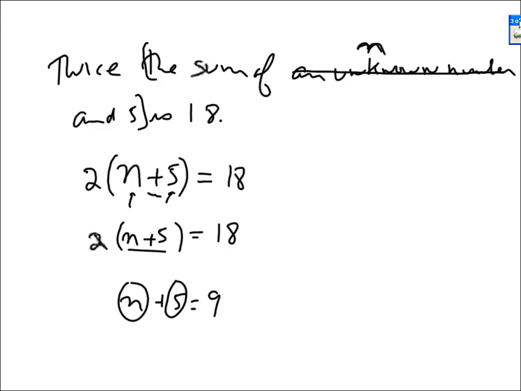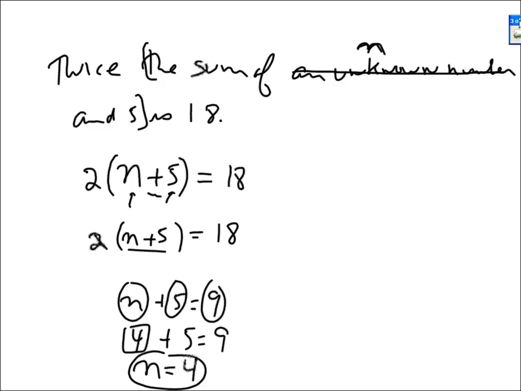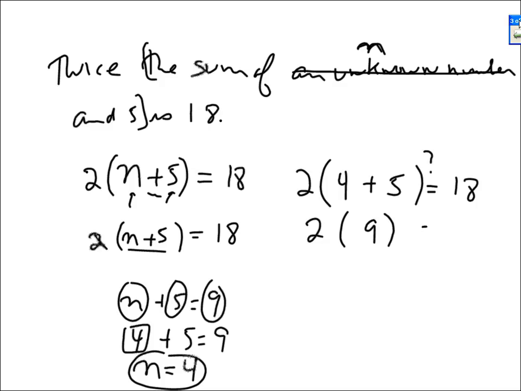Some number plus 5 is 9. Or, say, n is 4. The unknown number is 4. Twice the sum of a number and 5 should be 18. Well, 2 times 9, 4 plus 5 is 9. That should be 18. And of course it is. 2 times 9 is 18. So there's the check, and it worked.